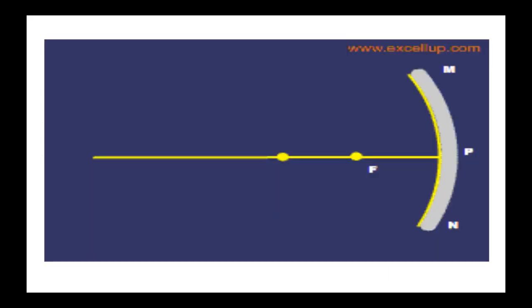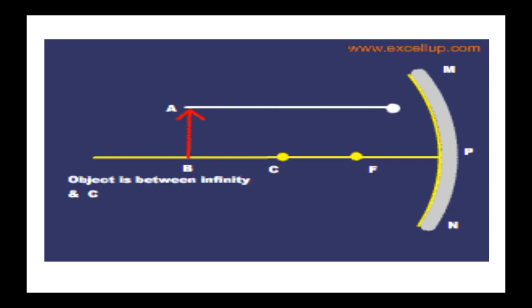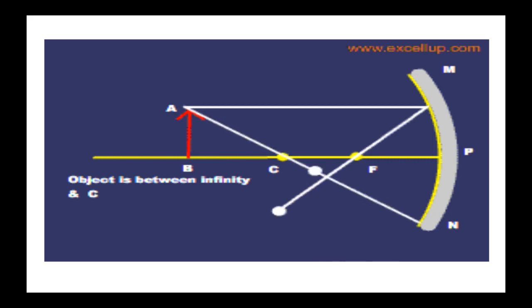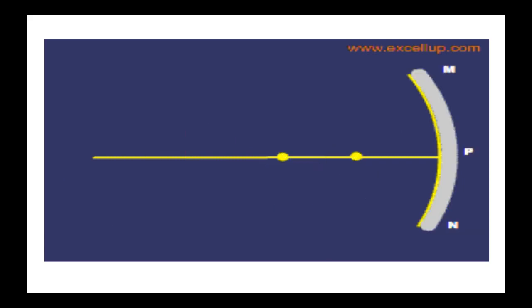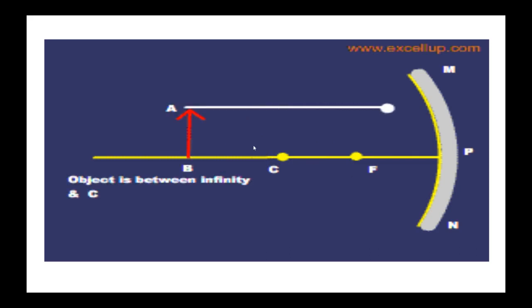So the next case, we'll move on to the second case. Could you observe the object A and B? Where is it placed? The object is placed between infinity and C. Yes, so the object is placed on the left side of C, the center of curvature. C stands for center of curvature. So the red line AB, imagine that it is any object like a candle, a tree, or a toy. It can be any object. So we are placing it between infinity and C.